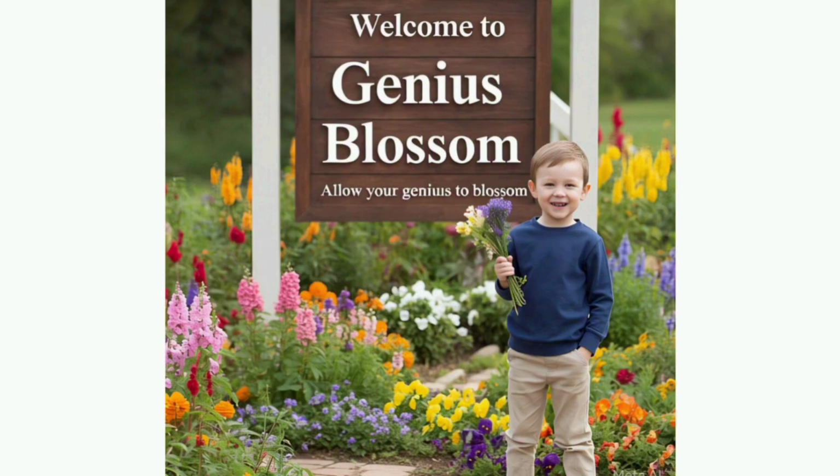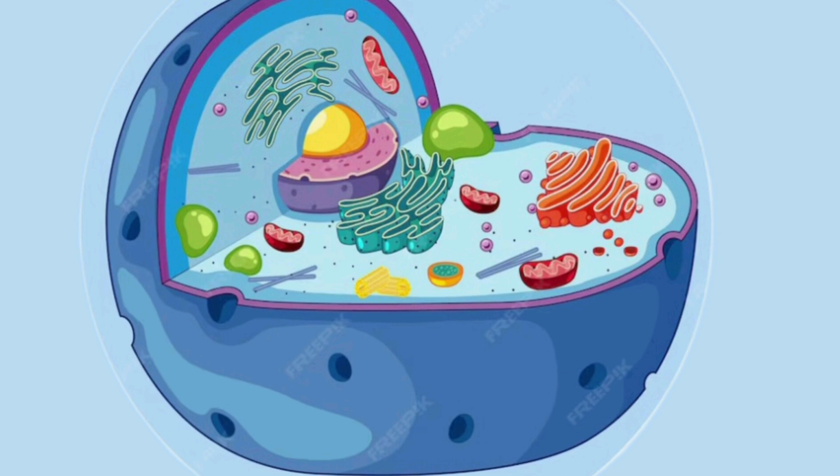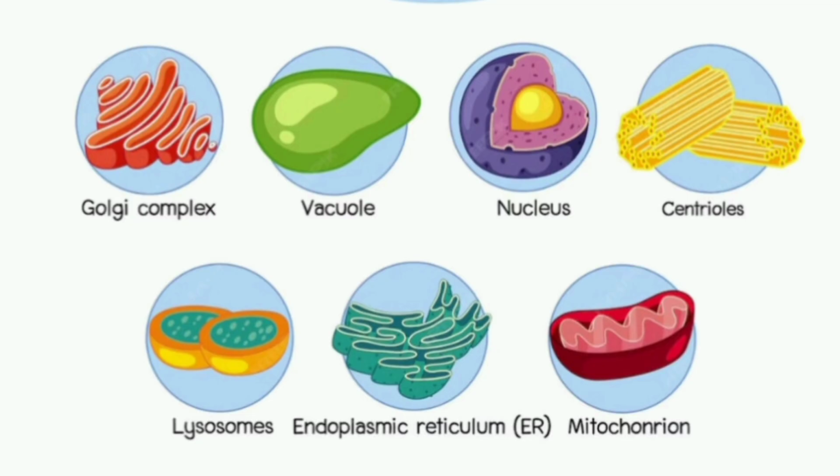Welcome back to Genius Blossom, and this is part 3 of chapter 5, the fundamental unit of life from class 9 CBSE Science. In this video, we are diving into the fascinating world inside the cell, learning about endoplasmic reticulum, Golgi bodies, lysosomes, mitochondria, plastids, vacuoles, and also a simple overview of cell division.